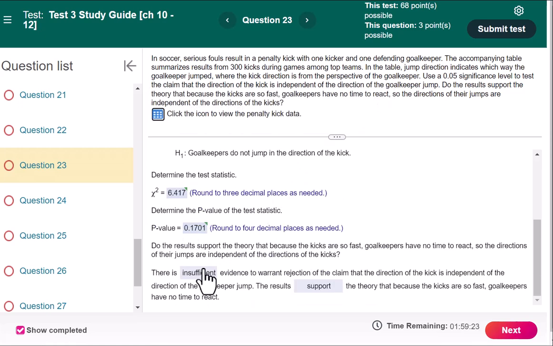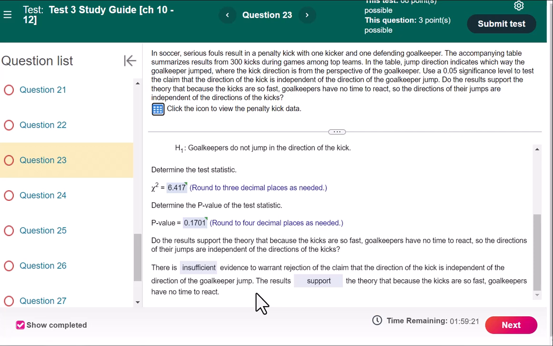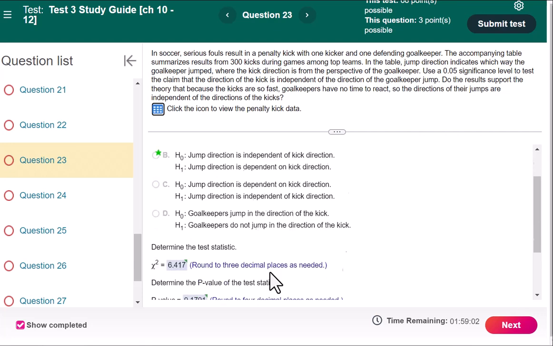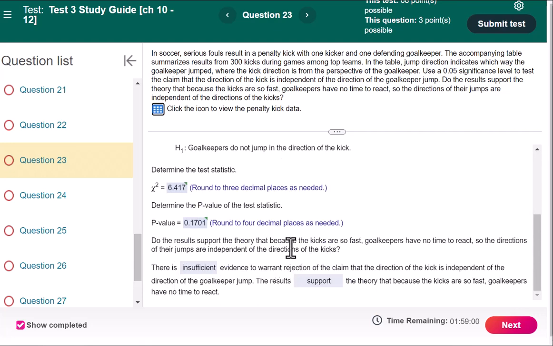Look, we fail to reject the null hypothesis, since the p-value is more than alpha. There is not enough evidence to warrant rejection. Since the question says to test the claim that the jump direction is independent of kick direction, that means the claim is in H0. And since we fail to reject H0, we say we don't have enough evidence to reject the claim. You can see that right there.